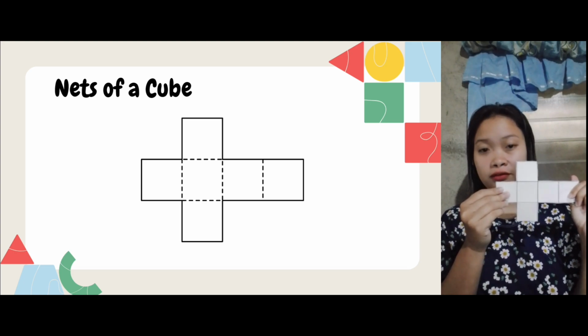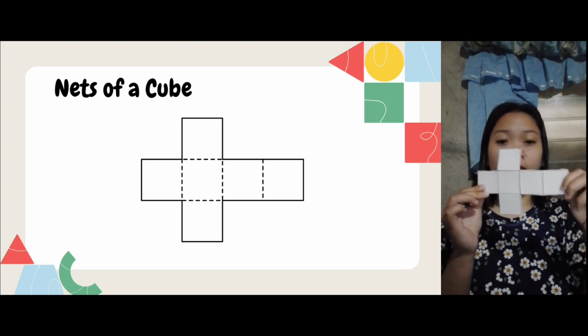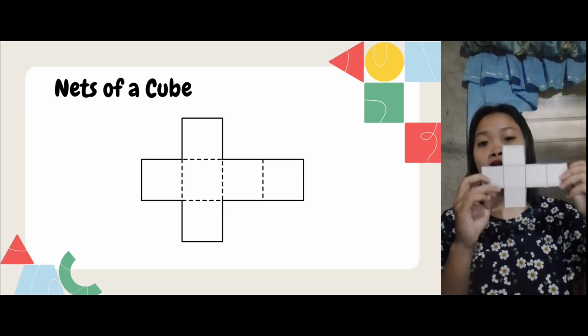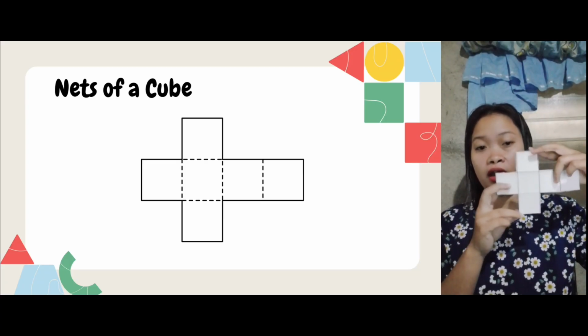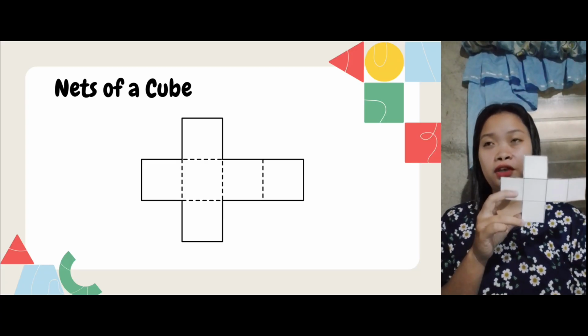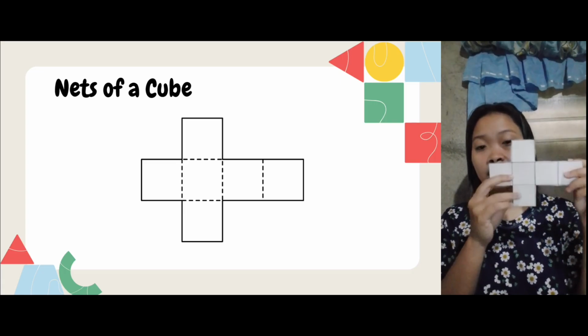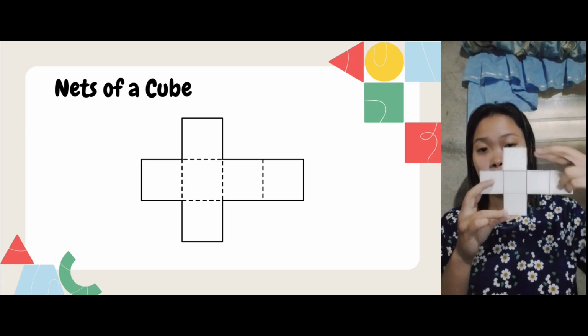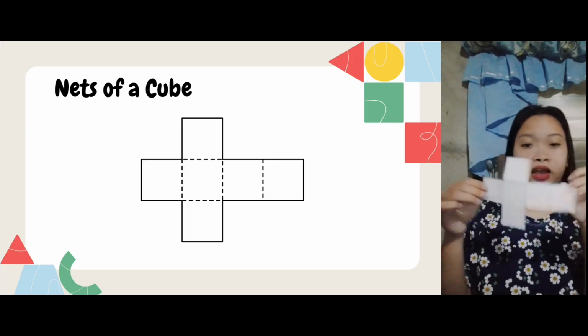So, what have you observed? Di ba, mura siya nahimong two-dimensional? So, mao ni siya ang nets of a cube. Ang atong solid figure nga gi-example is cube. Then, pag unfold na ani, nahimo siya nga ni. So, mao ni siya ang nets of a cube. This is how it looks like.